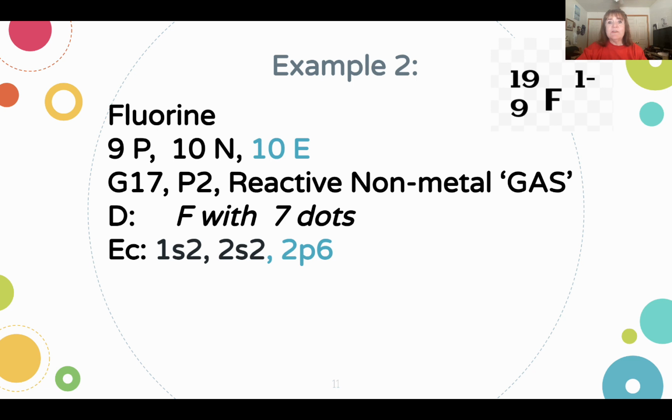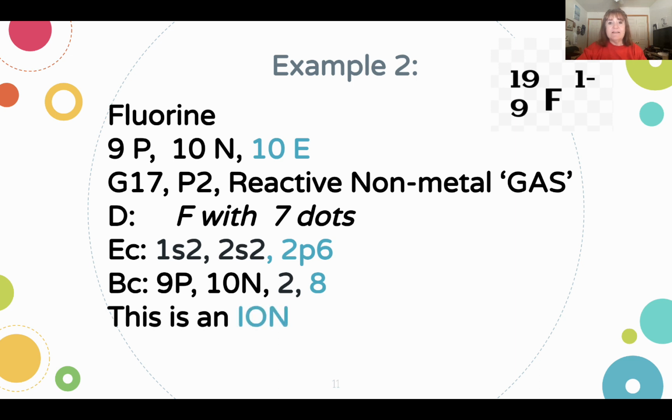The electron configuration is based on the number of electrons, so it would now read 1s2, 2s2, 2p6. The Bohr condensed would be 9 protons and 10 neutrons in the nucleus. Shell 1 would have 2, and shell 2 would have 8. This is an ion. We're going to do lots in class.